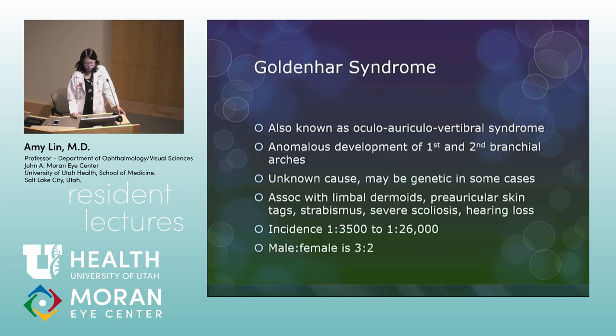So Goldenhar syndrome is also known as oculoauriculovertebral syndrome. There's an anomalous development of the first and second branchial arches. There's an unknown cause. It can be genetic in some cases, and it's associated with limbal dermoids, also preauricular skin tags, strabismus, scoliosis, and hearing loss. The incidence is about 1 in 3,500 to 1 in 26,000. The male-to-female ratio is 3 to 2.